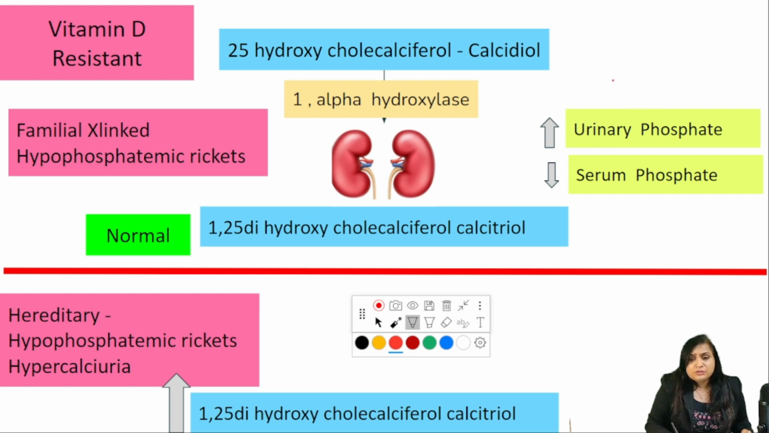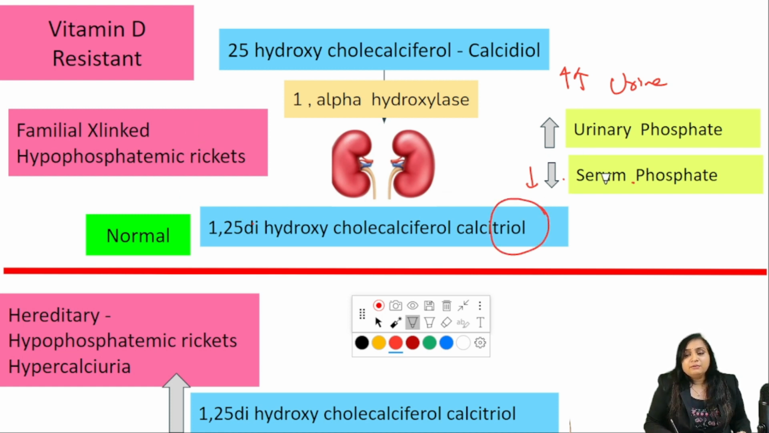So in the urine concentration, there will be an increased phosphate level and there will be a reduction in the serum phosphate level. But somehow here there will be a normal calcitriol level, because we have learned that whenever there is a reduction in the serum phosphate level, there is more induction of 1-alpha hydroxylase to produce more calcitriol. But somehow this enzyme is also not getting triggered with this serum phosphate level. So here we'll have a normal calcitriol level.